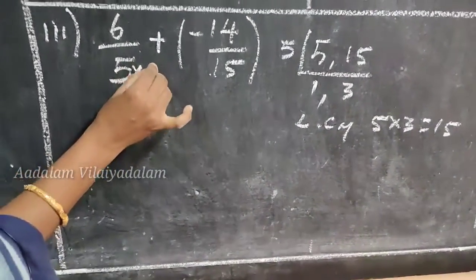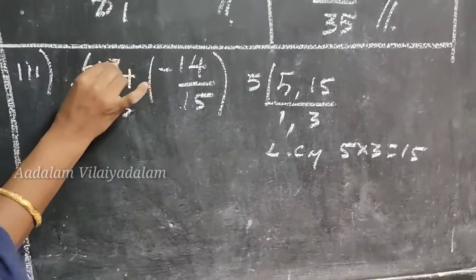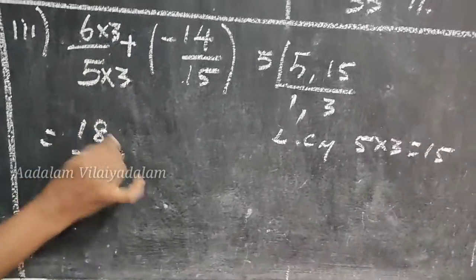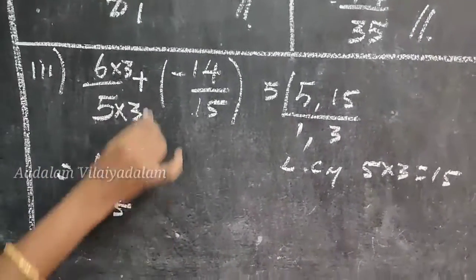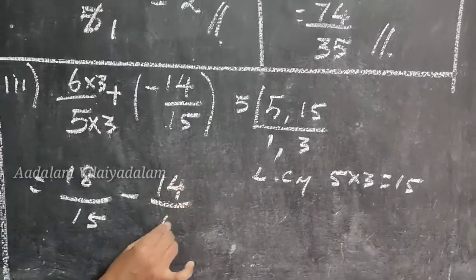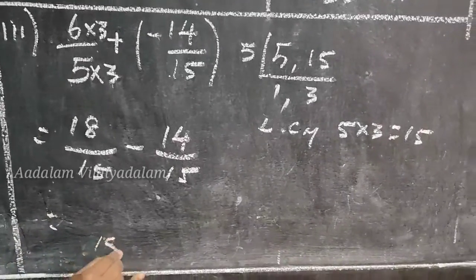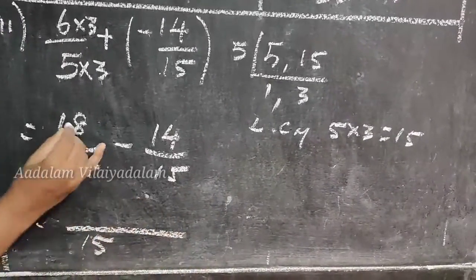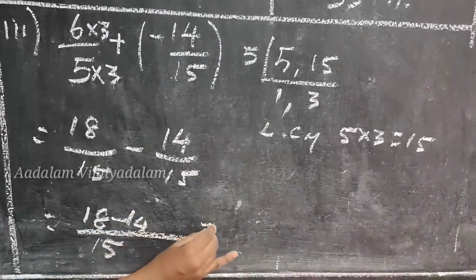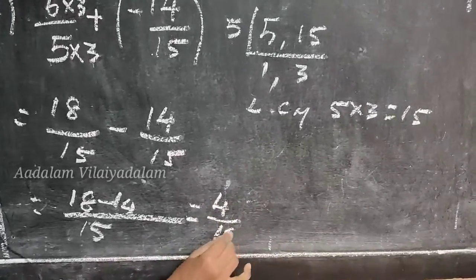So multiply by 3. So 5 threes are 15, so multiply and divide by 3 also. So 6 threes are 18, 5 threes are 15. Again plus into minus, minus 14 divided by 15. Here the denominator is the same only, so 15 is the common denominator. What is the numerator here? 18 minus 14. So 18 minus 14, the answer is 4 divided by 15.